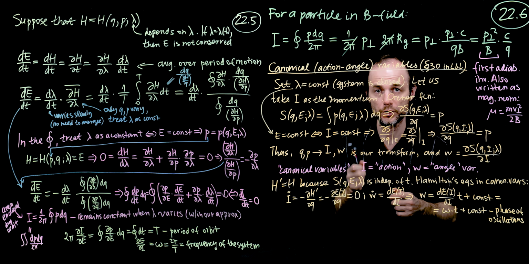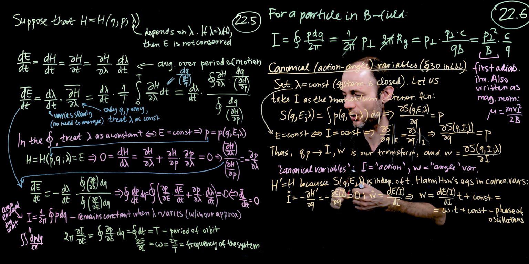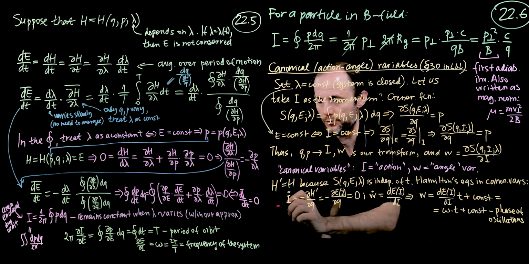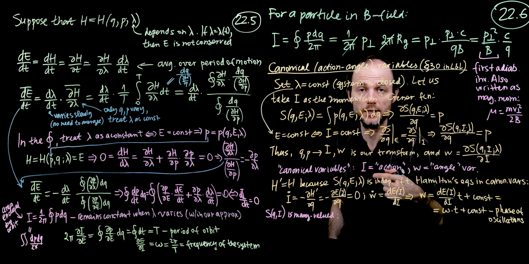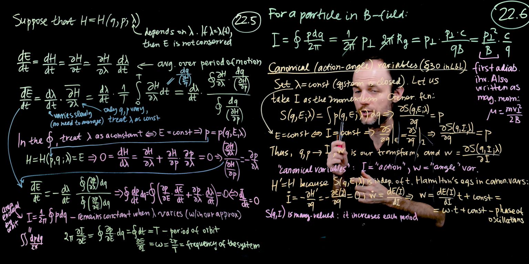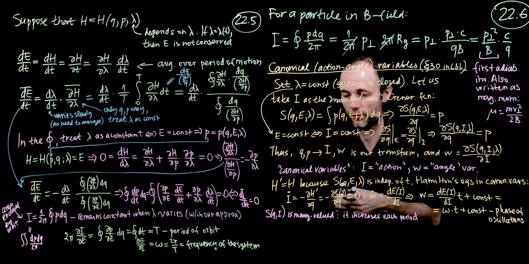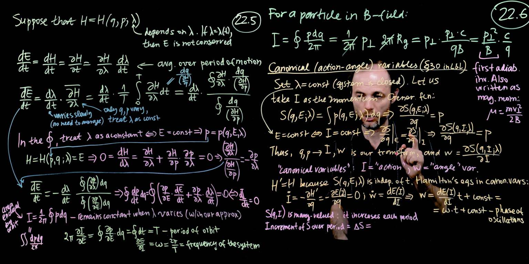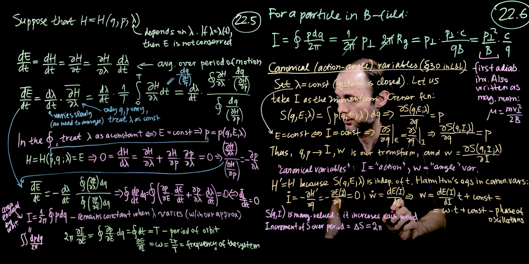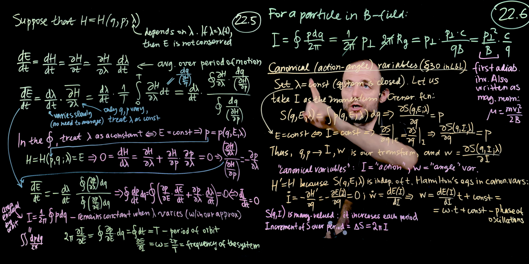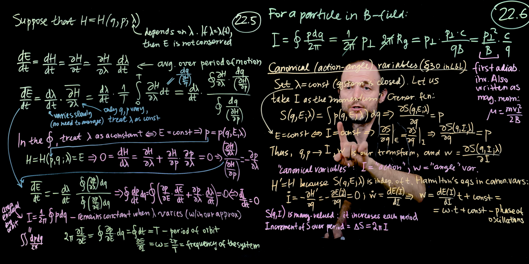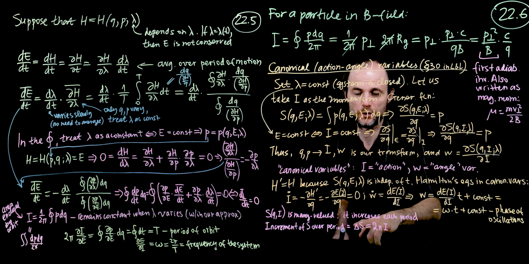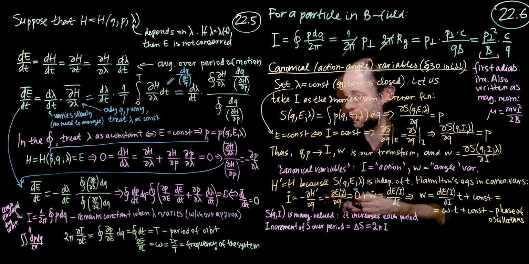So one important aspect of all this is that our function S of q and I is multi-valued. It increases each period. So let us find the increment of S over the period. That will be simply 2 pi times I. That is because I is equal to the integral over the period of p dq, which is precisely what will be the value of S after one period. So that is what sets delta S.